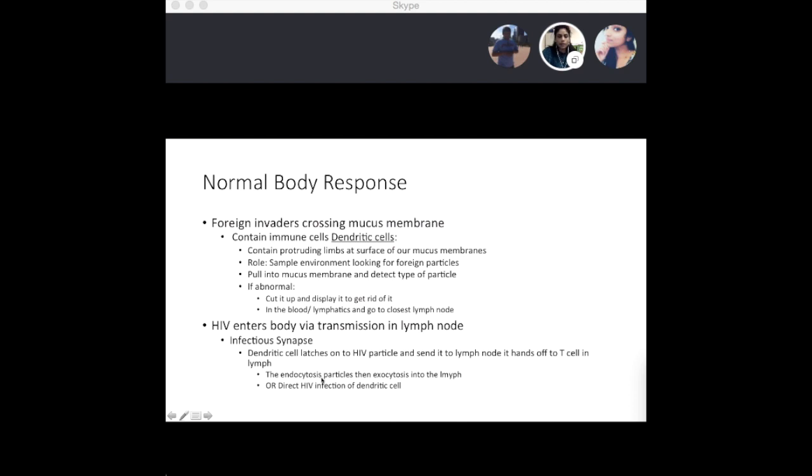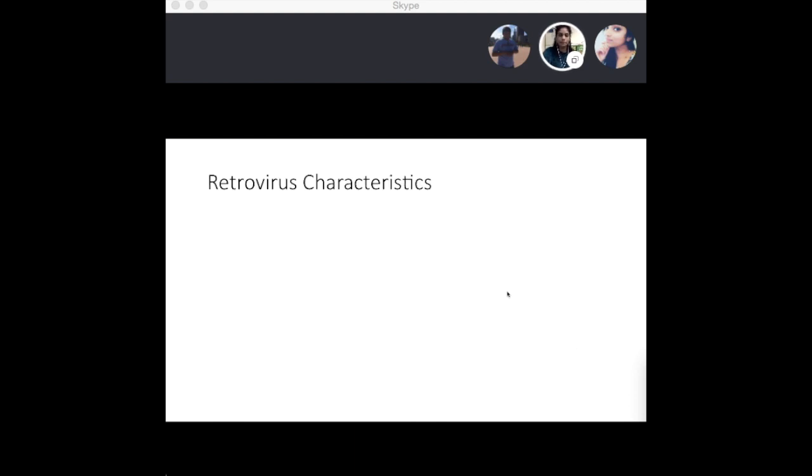The particle is originally endocytosed and then exocytosed into the lymph. The HIV particle directly infects the dendritic cell even before it gets to the lymph node. So then you have an infected dendritic cell making its way to the lymph node, and exposure will occur. So that's the general idea of how the initial response of exposure occurs.